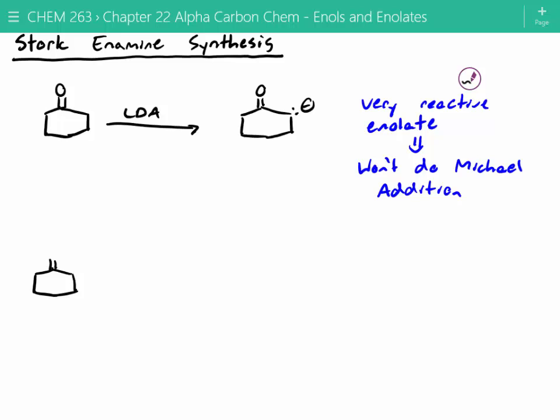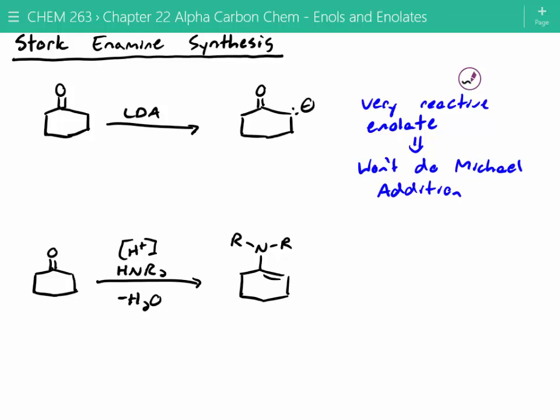So he still started with cyclohexanone, but he treated it with catalytic acid and an amine, and he drove off water from this reaction. And if we have a secondary amine, what sort of product are we going to get out? An enamine, right? If we had a primary amine, then we would get an imine, but in this case, we're getting an enamine. So this goes back to the ketone chemistry that we've already covered.